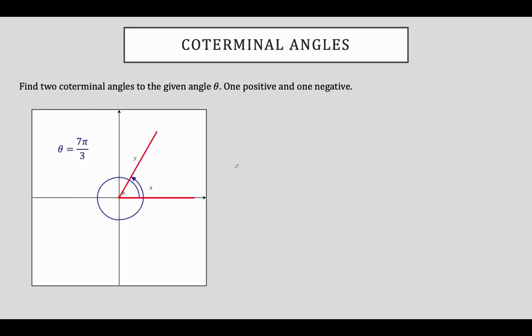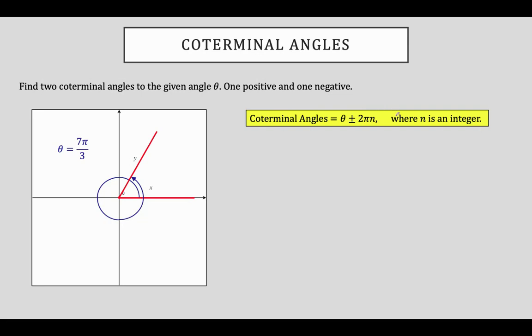So find two coterminal angles to the given angle theta, one positive and one negative. Again, to find coterminal angles, all you have to do is take your given angle and add or subtract any multiple of 2 pi, that is, 2 pi times n, where n is an integer. So let's start off by finding one coterminal angle. And our given angle here is 7 pi over 3.